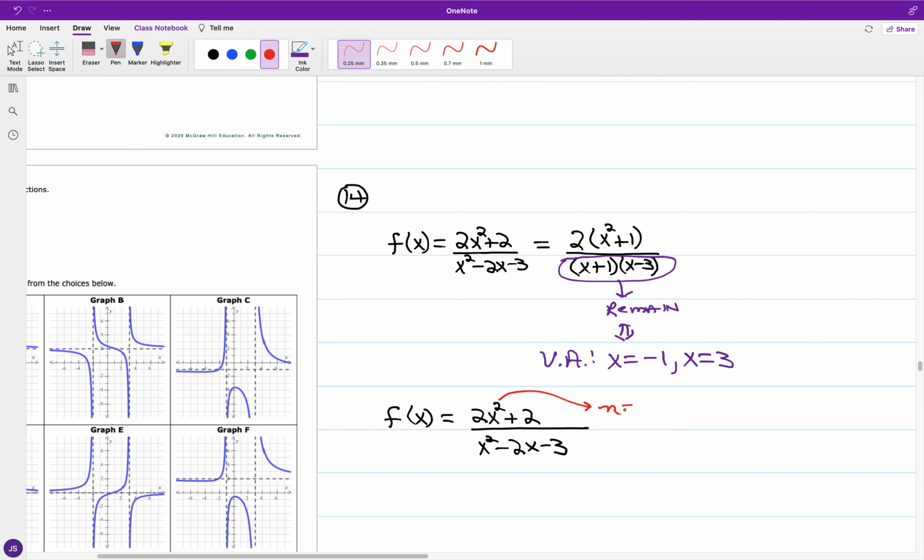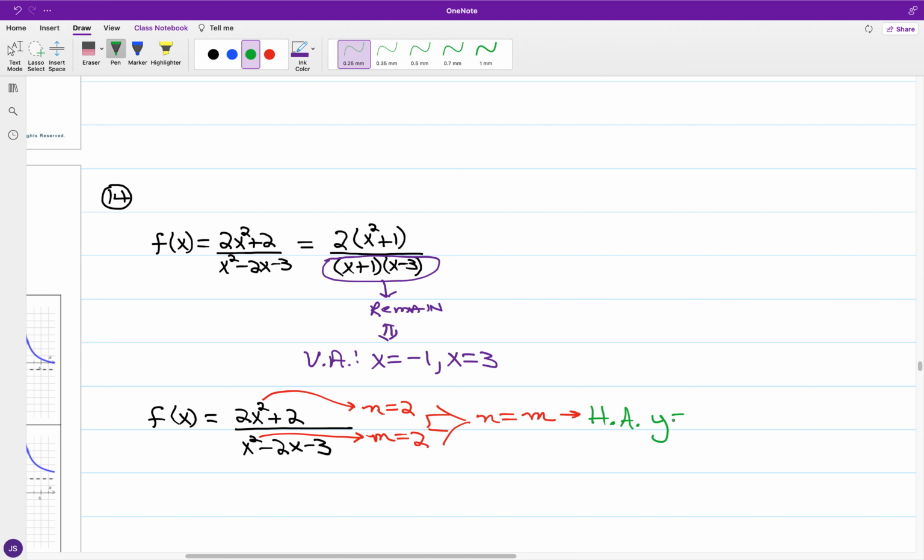And so n is at 2, m is at 2, and we have that n is equal to m. And whenever the degrees are the same, okay, we're going to have a horizontal asymptote, but it's not going to be on the x-axis. This time we're going to have that y is equal to the constant that results from taking the ratio of the highest degree terms from the numerator and denominator. So we're looking at 2x squared over x squared, and that's going to go to 2. So you have a horizontal asymptote at y is equal to 2.